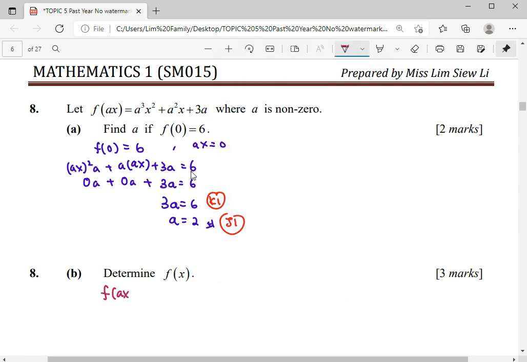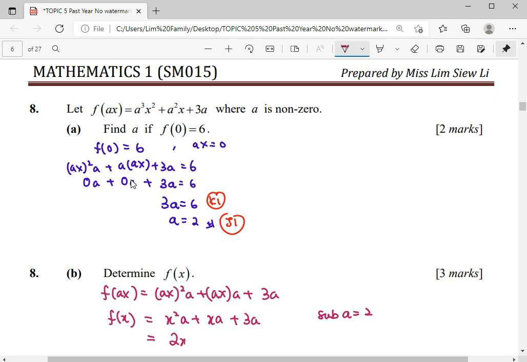You want to find for ax, so it is ax squared times a, then ax times a, and 3a. Now this is what I simplified just now when you're mapping ax. So when you want to map for x, this will be x squared a, and this will be xa and 3a. What's your a just now? Our a just now is 2. So substituting a as 2, we get 2x squared, 2x, and then plus 6.